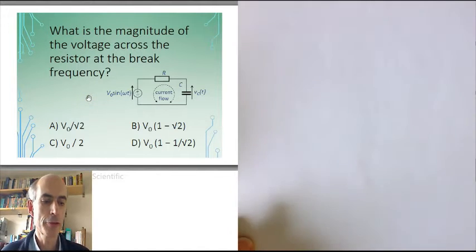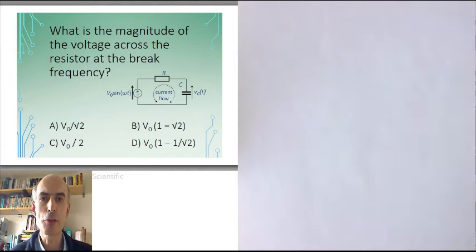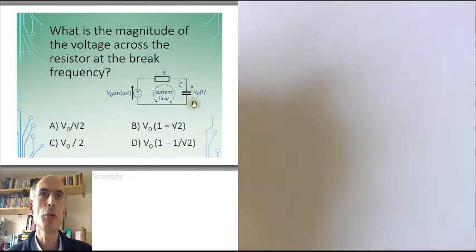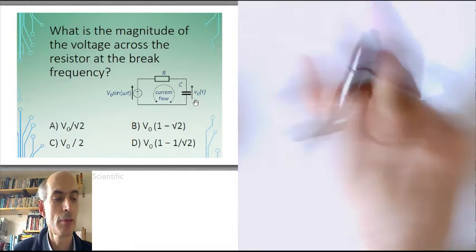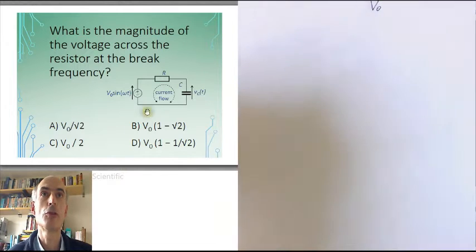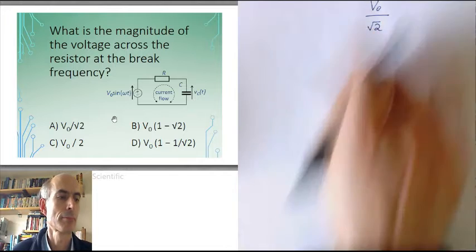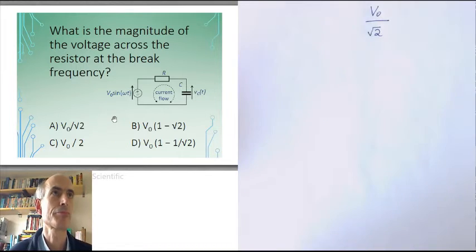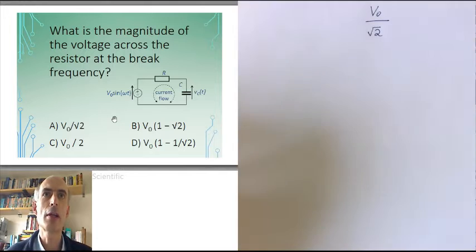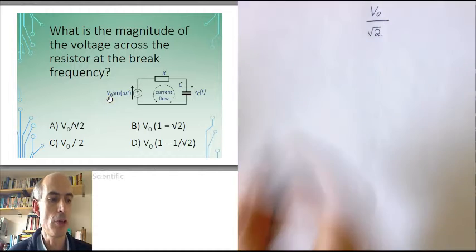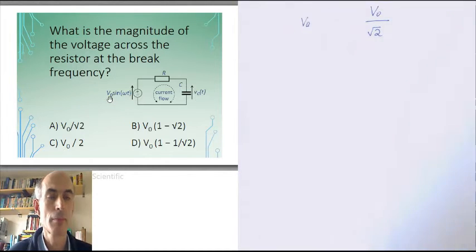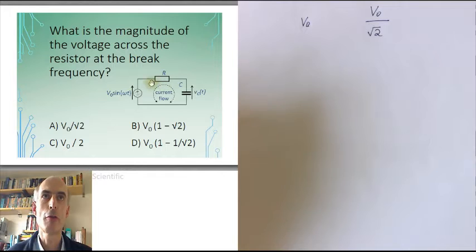Well, if you remember from a couple of videos ago, if you're at the break frequency, then the amplitude of the voltage across the capacitor would be, in this case, V0, the amplitude of the voltage across the source, divided by the square root of 2. And obviously the amplitude of the voltage across the source itself is just V0. So what would be the amplitude of the voltage across the resistor?